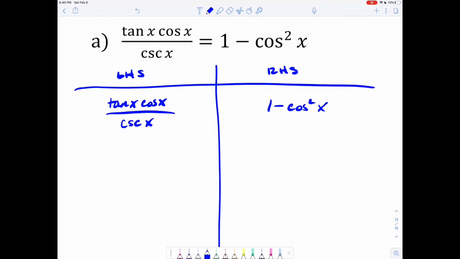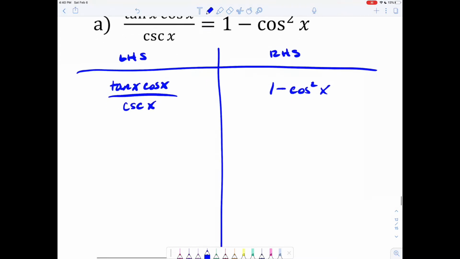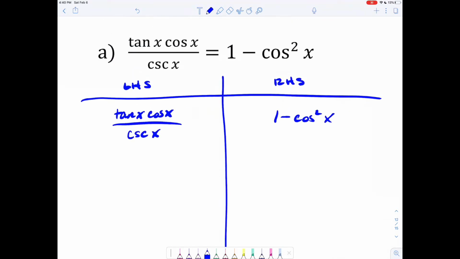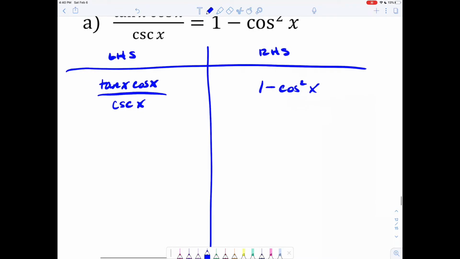Again, I don't have to work with these in any particular order. I don't have to work with both of them. I could work with just one if I want. But I'm seeing what I can do and where I can go. For me personally, the first thing I see is that on the right side I've got 1 minus cos squared x, and maybe I can actually change that. So that's the first thing I see.